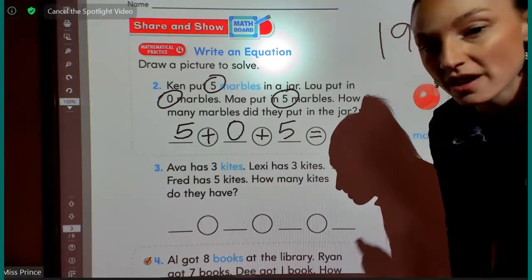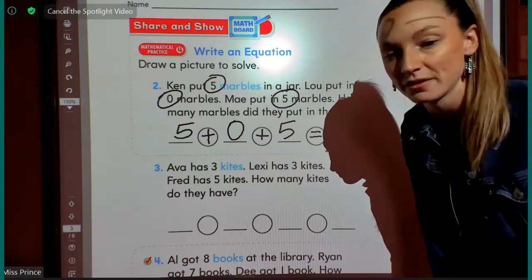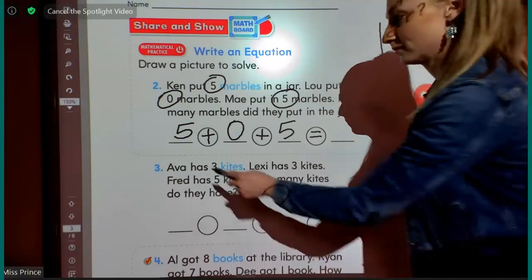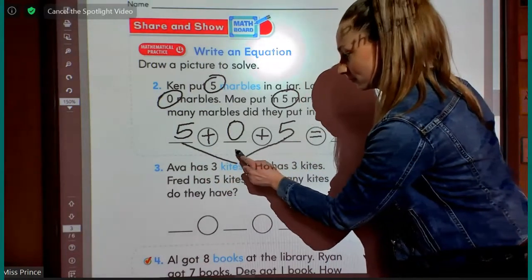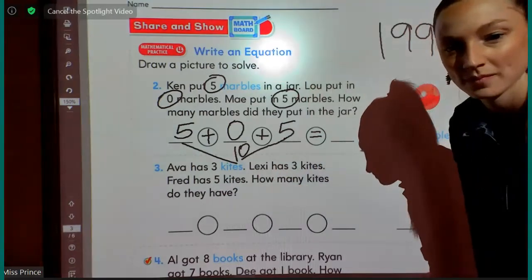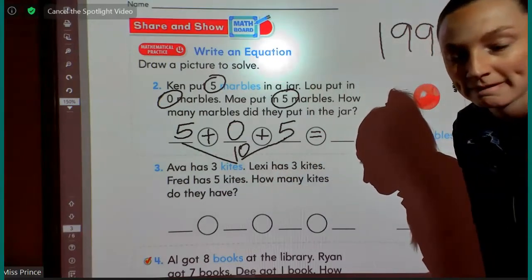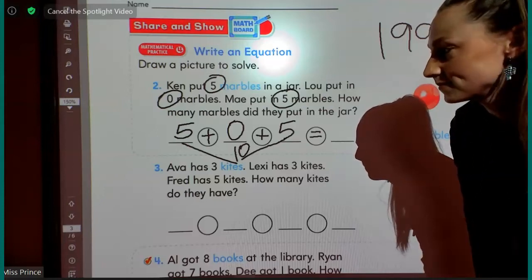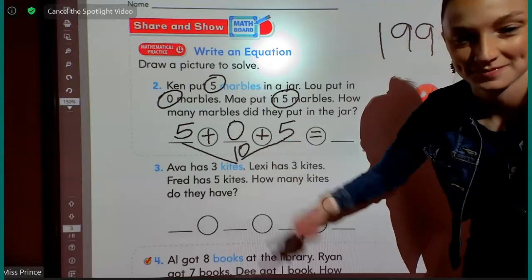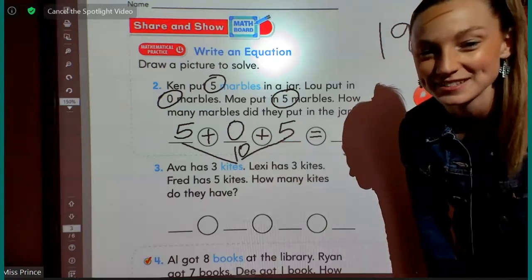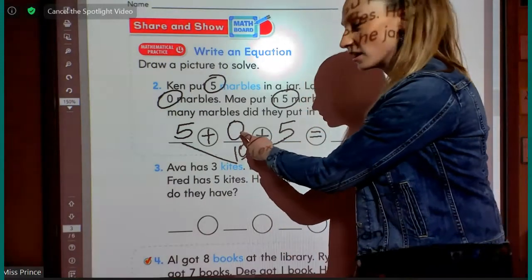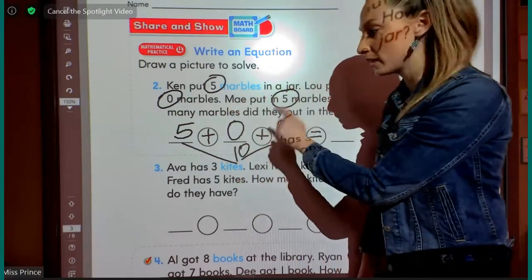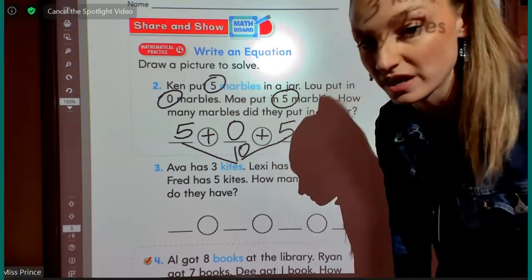10. 10. How did you know that so quickly, Kieran? Can you tell everyone? Because 5 plus 5 equals 10. Good job. If there is a 0 in here, we don't have to do anything with it because we know that if we add 0 to anything, it doesn't change the answer.